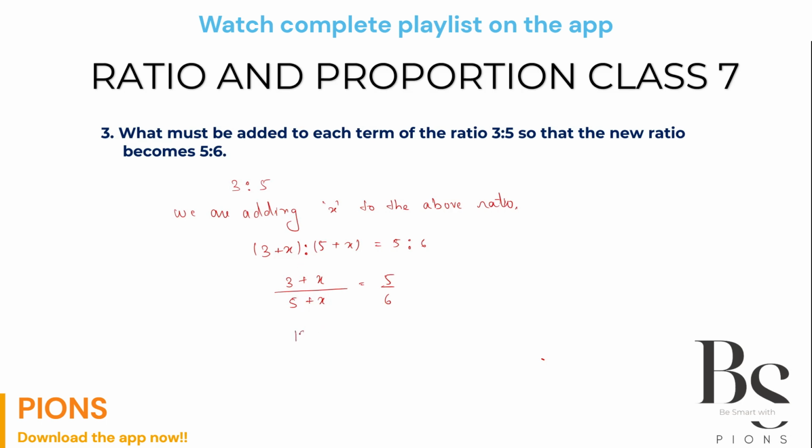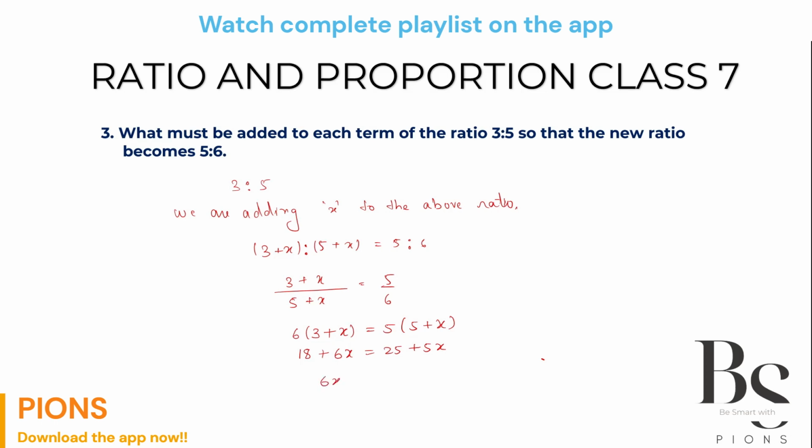And when you cross multiply, it will be 6 into (3 plus x), and that will be equal to 5 into (5 plus x). I simply cross multiplied. I took this 6 on the left hand side and multiplied the whole term with it, and I multiplied 5 with (5 plus x) on the right hand side. So this will be 6 into 3, 18 plus 6x, and here 5 fives are 25 plus 5x.